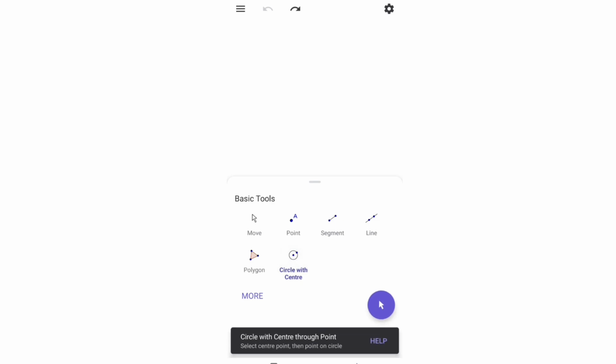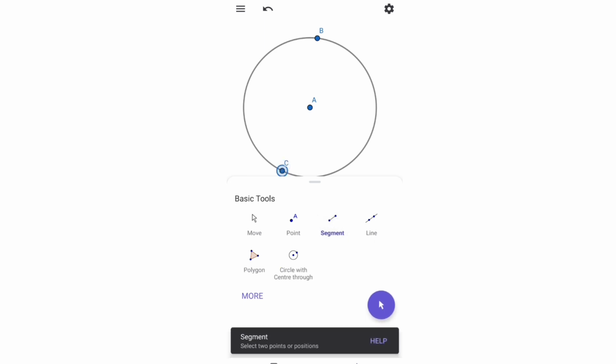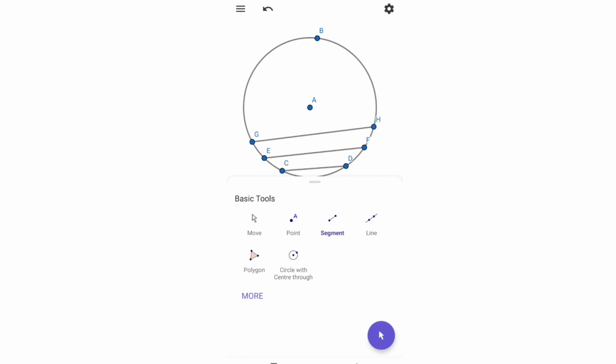Next we are going to study a second property of a chord. For that I am drawing a circle and some number of chords of different lengths at different distances from its center. As the chord moves away from the center, what happens to the length of the chord?